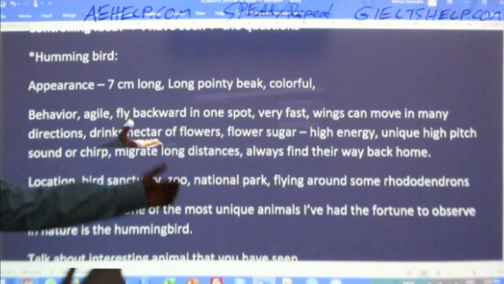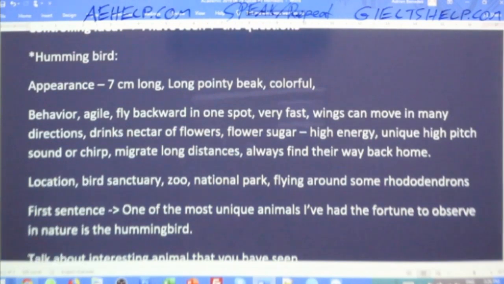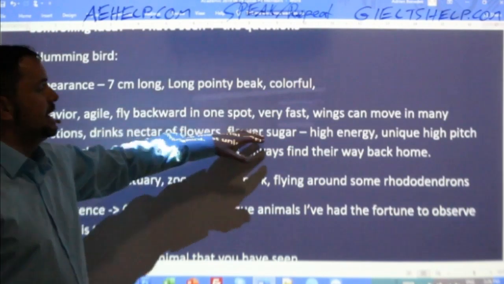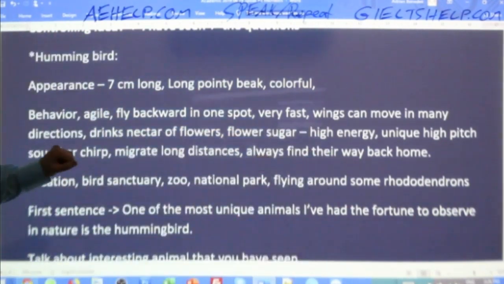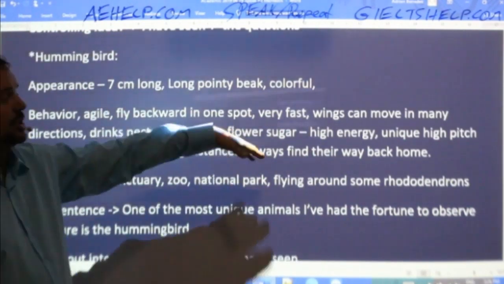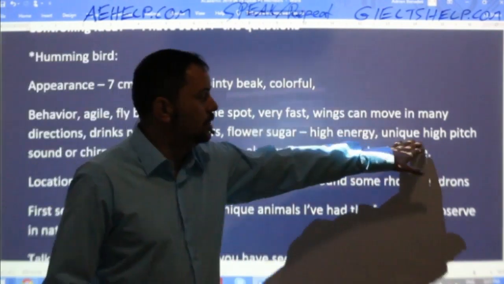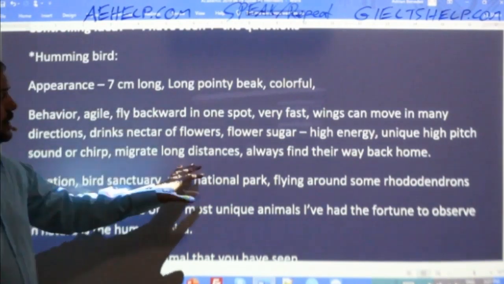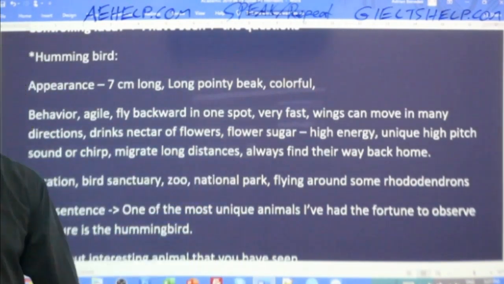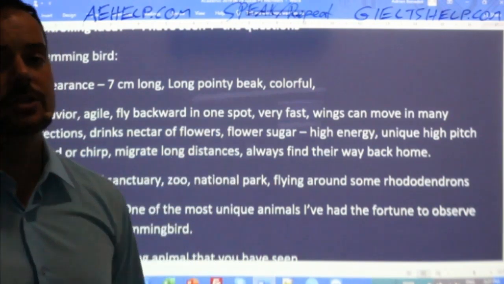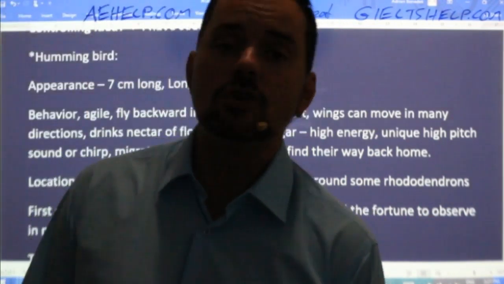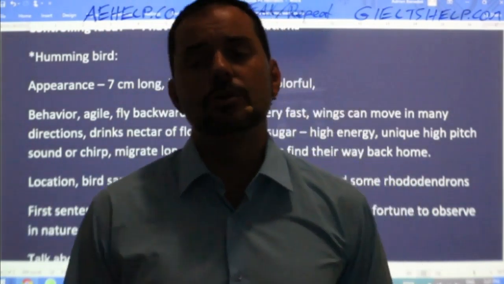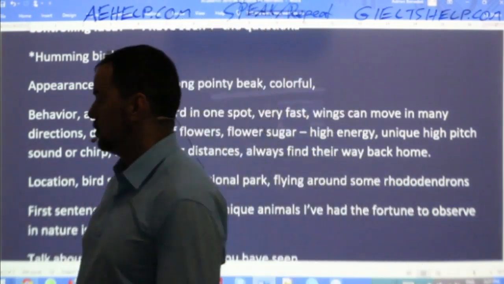So I look at my notes and I go, okay, I've used all of that. I've talked about agile, flying backwards, wings can move in many directions, drinking nectar of the flowers, high energy. I talked about that. Wait a second. Unique, high-pitched sound or chirp. I haven't talked about that. Migrate long distance, find their way home. I haven't talked about that. So there's a couple pieces in my notes I haven't used yet. Use them, okay? That's why you wrote down those notes, okay? So use them.